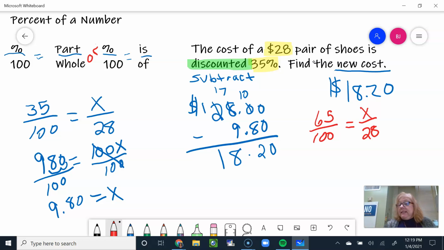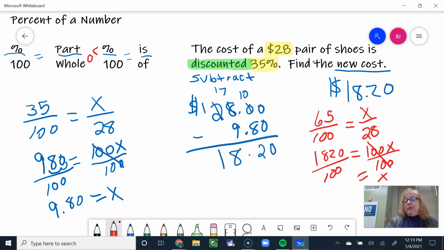So you would say 65 times 28, and that would give you 1,820 equals 100x. You divide both sides by 100, and you get x equals 18.20, because you have to move your decimal place over 2 times because you have 2 zeros. So that explains how to do that one.